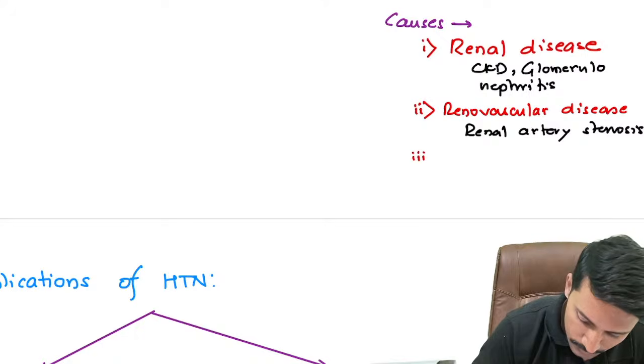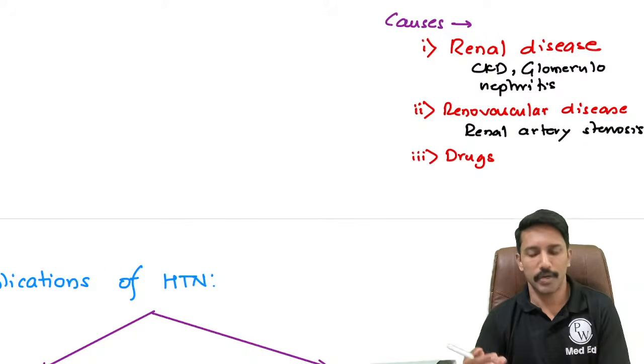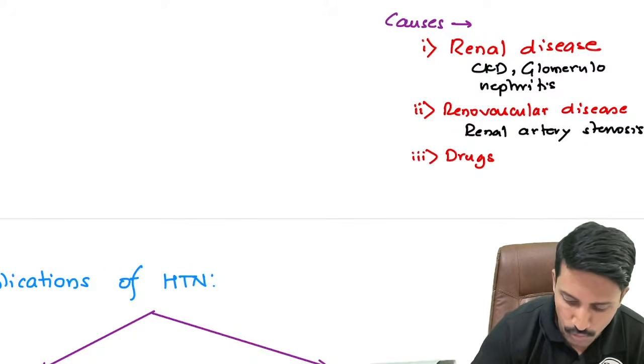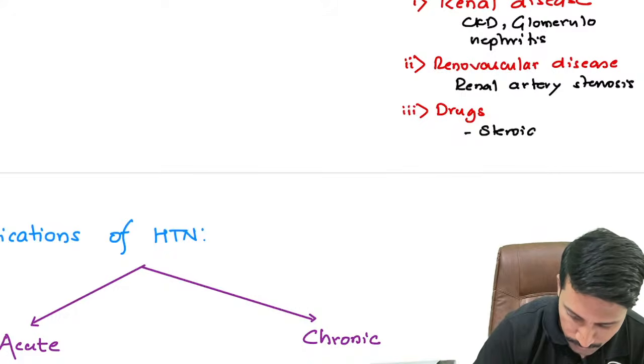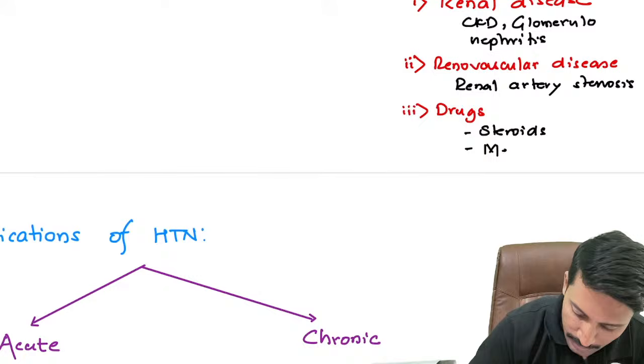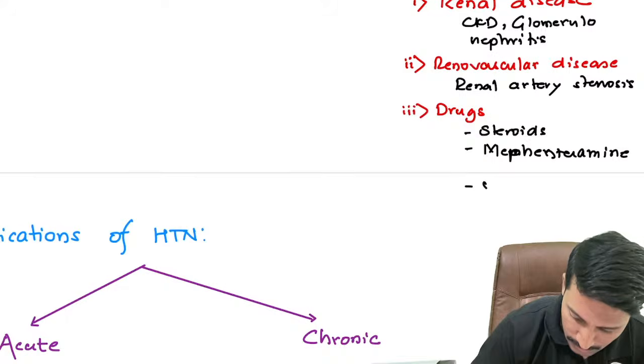Third, drugs. Many drugs are known to cause hypertension. Can you give me an example of drugs known to cause it? Steroids. Right? Steroids. Then mephentermine, sibutramine. These are all sympathomimetics, right?